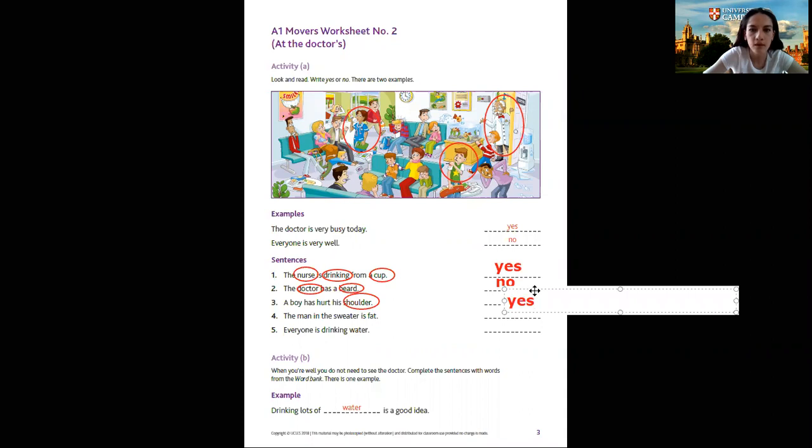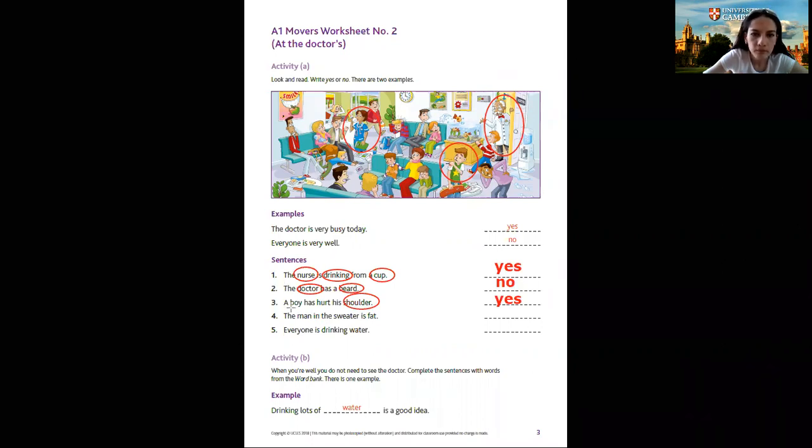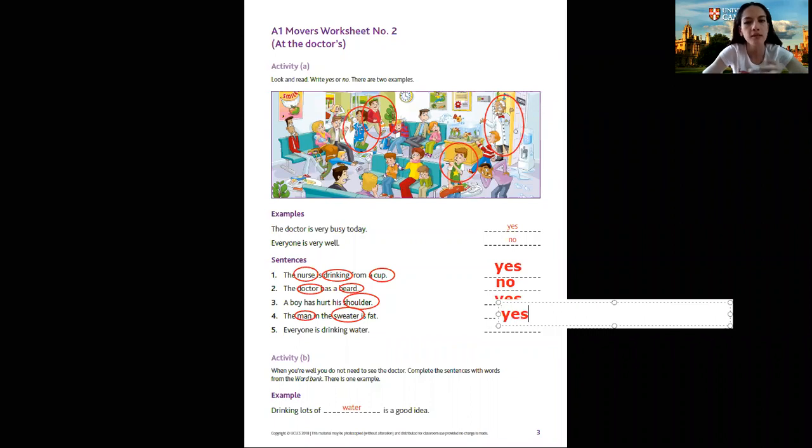Yes. Okay, then the man in the sweater is fat. Let's find first of all the clue words. It can be man, sweater, and fat. Okay, so I can find all of those words. So let's observe the picture. Let's find a fat man. I think he's fat, this one. Okay, so the man in the sweater is fat. Is he wearing a sweater? Yes. Is he a man? Yes. Is he fat? Yes. So the answer is yes.